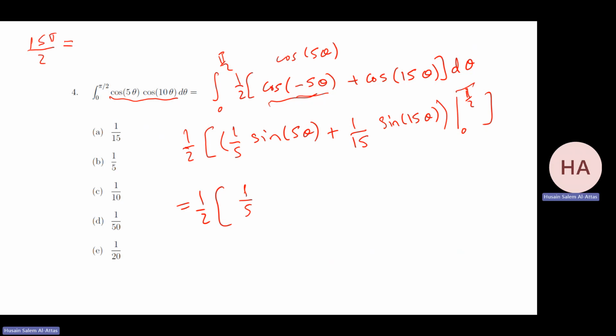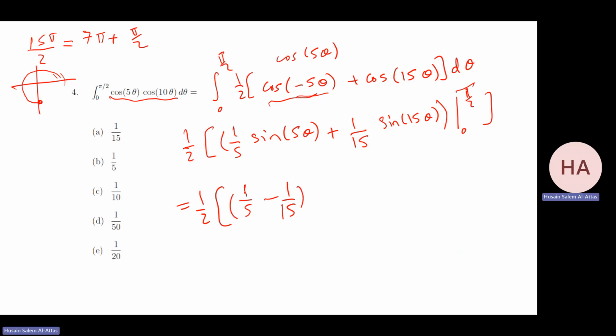Yeah, that will be 7 pi, which is 14 pi over 2 plus pi over 2. It means I am in the third quadrant. Yeah, I am there. This is 2 pi, 4 pi, 6 pi. So I am here. So sine will be negative. That will be minus. Sine will be negative 1. So I have minus 1 over 15.